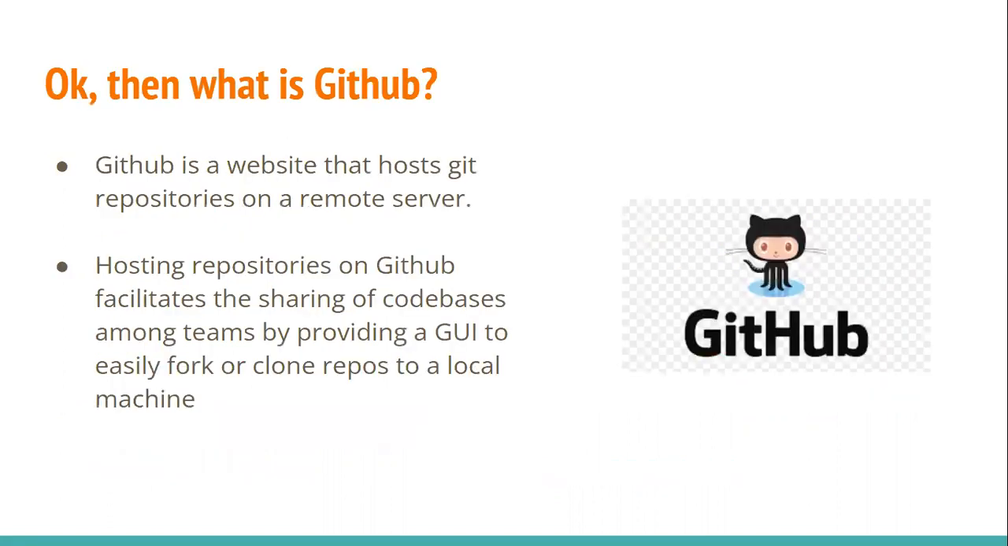So let's understand first what is GitHub. GitHub is a website that hosts the Git repositories on a remote server. It gives you the platform to save and host your repositories on GitHub. It gives you the storage platform to save your data and your code, so that anyone can push to and download from the particular GitHub.